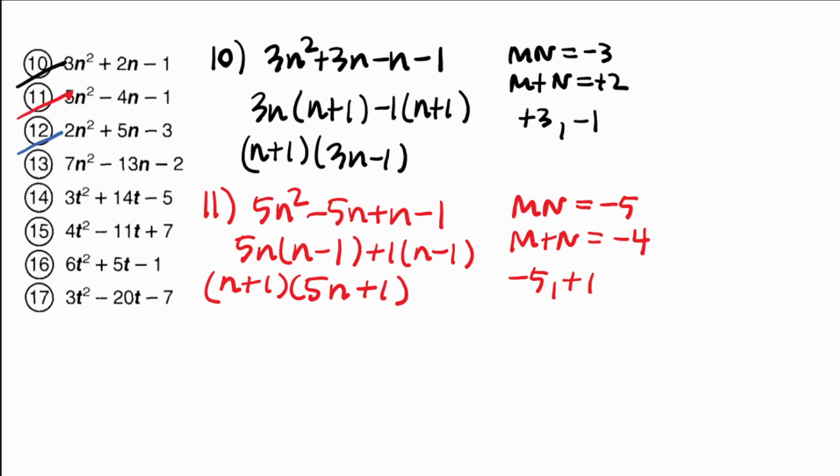Okay, number 12. So mn equals 7 times negative 2. We multiply a and c and we get negative 14. m plus n is negative 13. So I'm thinking negative 14, positive 1.